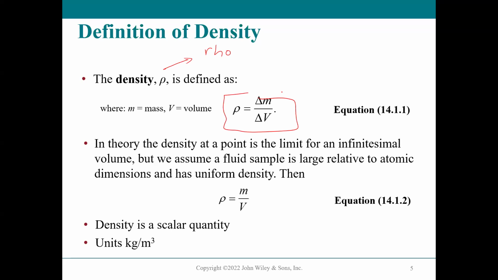In the theory of density, at a point it is the limit for an infinitesimal volume, but we assume a fluid sample is large relative to atomic dimensions and has uniform density. So rho is equal to mass divided by volume. Then mass density is a scalar quantity. The units of density are kilograms per meter cubed. This one is the units for density.